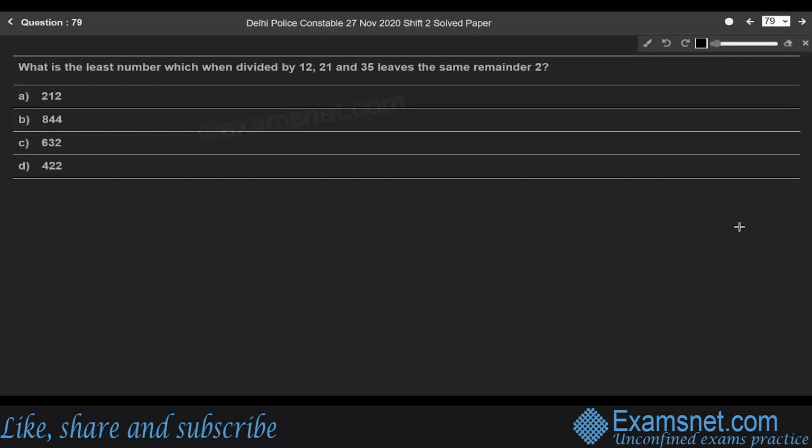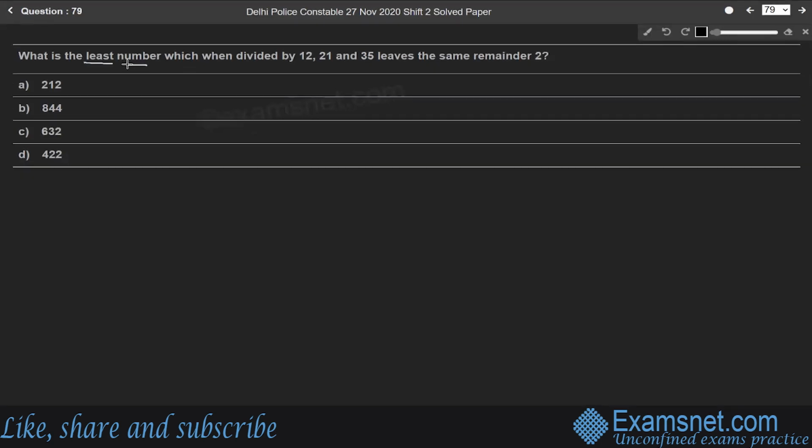Question 79. What is the least number which when divided by 12, 21 and 35 leaves the same remainder 2? So here the given numbers are 12, 21 and 35, and the remainder should be 2.